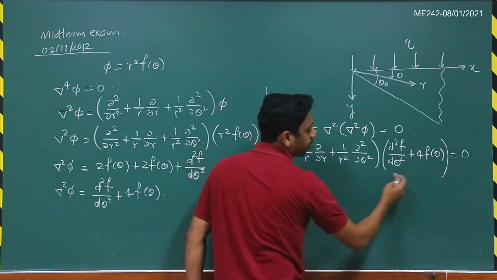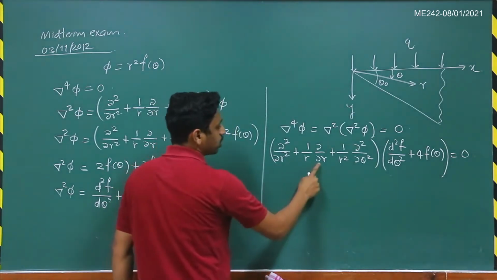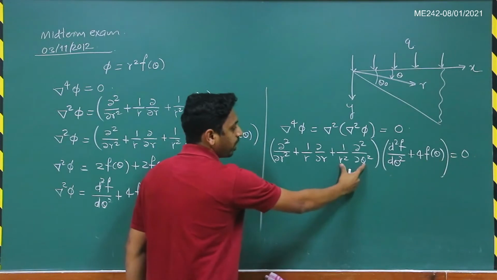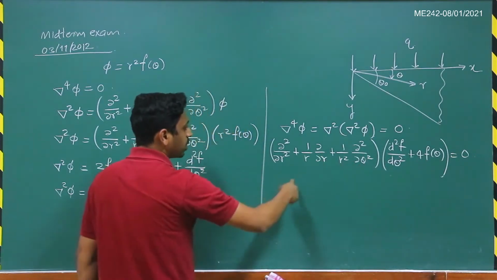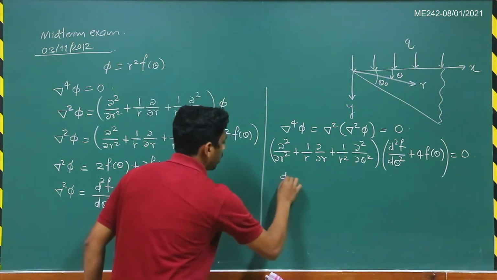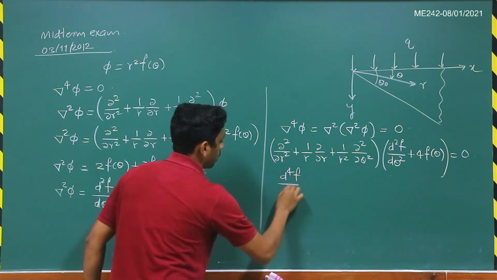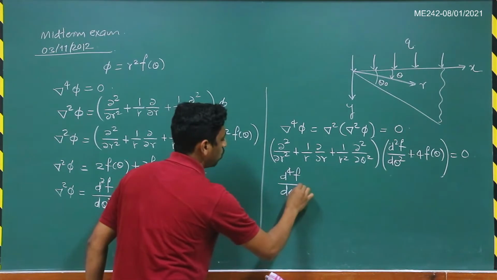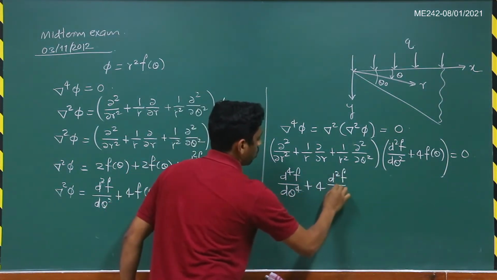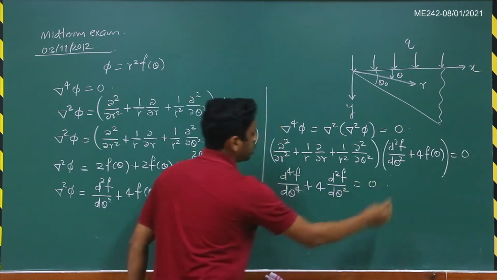As we see, this entire bracket is a function of theta alone. So the first two operators will contribute 0. The only operator giving a non-zero value is the last one. So from this equation we get the differential equation for f, which is d4f over d theta raised to 4 plus 4 times d2f over d theta square equal to 0.